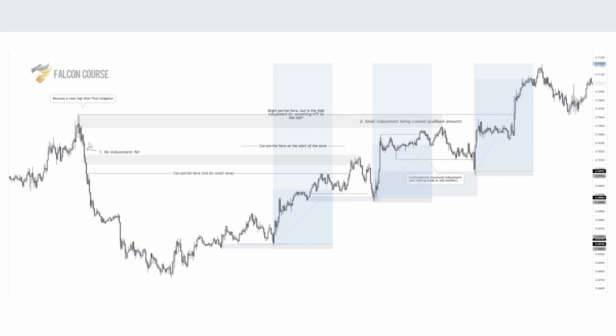So that's something we want to call out straight away. For me to do that, I actually get a box and I put a box just under this point to signal to me that we have not created inducement for this zone yet. So targeting that high is a good thing to do. But like I said here, we can partial at the start of the zone if we don't have time to see if inducement's going to be made for this area.